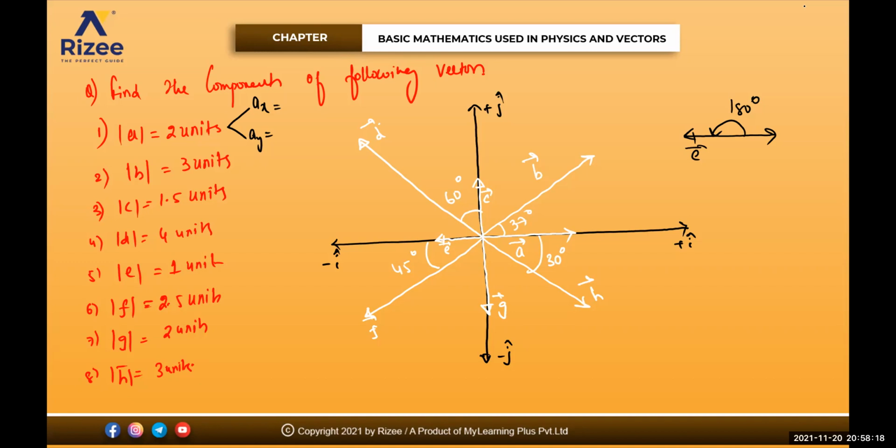F bar is making how much angle with x-axis? 45. Positive x-axis. This 45 is with the negative x-axis. With positive x-axis, 180 plus 45. How much is it? 225. Okay sir.